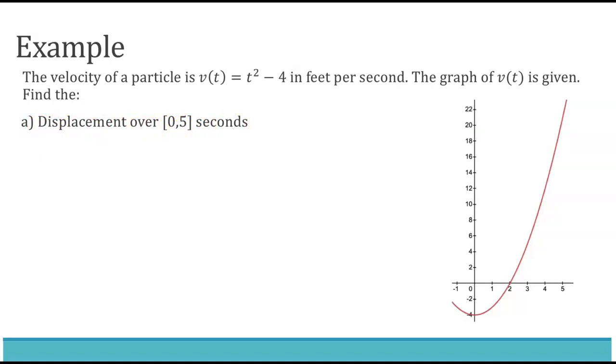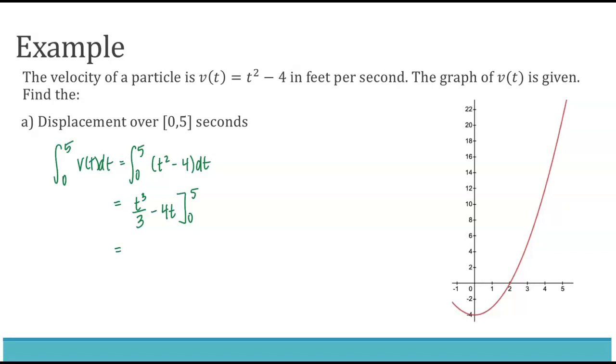So it's a matter of remembering that displacement is having us use just the velocity function. So our integral is going to be the integral from time 0 to time 5 of just v of t dt. So that's 0 to 5 of t squared minus 4 dt. So we're going to go ahead and find the antiderivative, t cubed over 3 minus 4t, evaluated from 0 to 5.